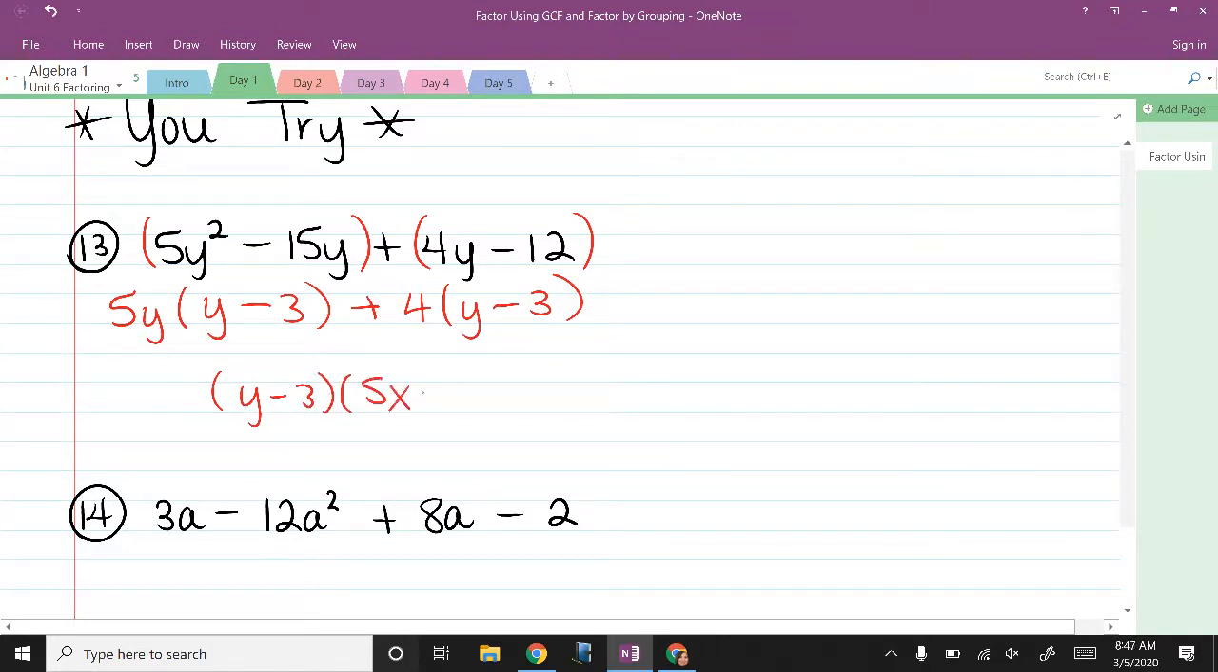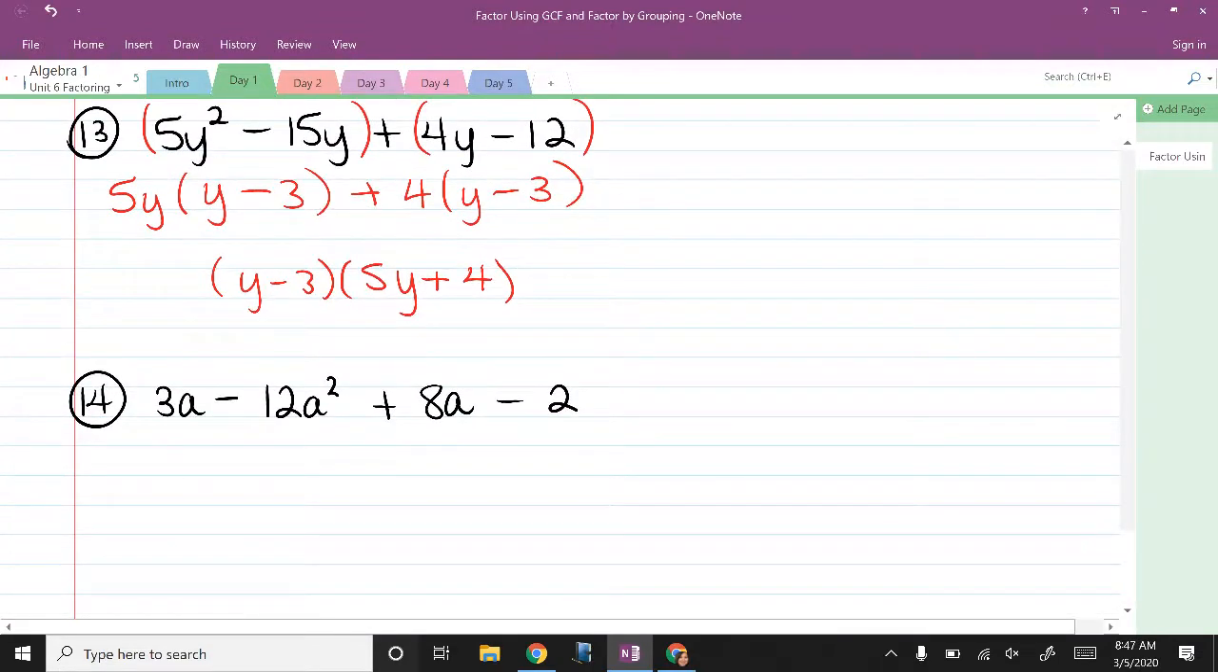Does it matter what order? No. As long as you have the contents correct, you have one that's 5y plus 4 and one that's y minus 3. It doesn't matter the order. So raise your hand if you got number 13 correct. Any questions? All right. Number 14, we had to do our trick too, didn't we?